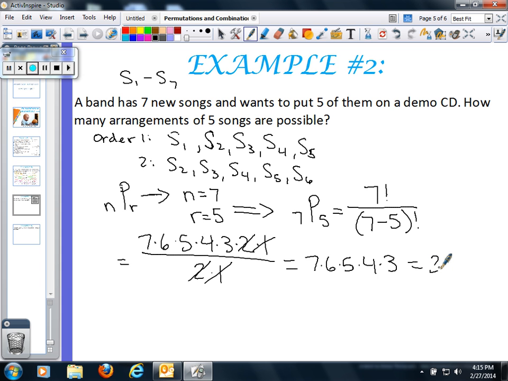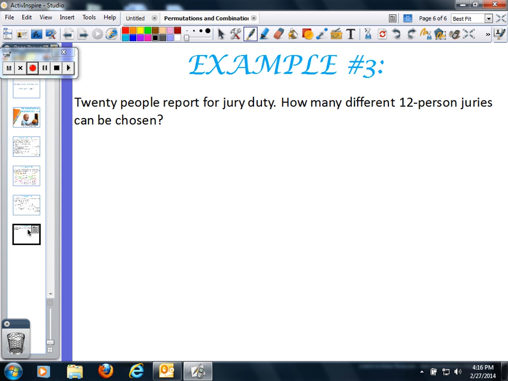And this is 2,520 arrangements. Okay? You do this. It's not all that hard, and tomorrow while you guys are in here, we'll get out the calculators and I'll show you how to actually do this on a calculator as well. But this is an example of one where it's asking for a specific order, okay? Now let's go to example number 3.